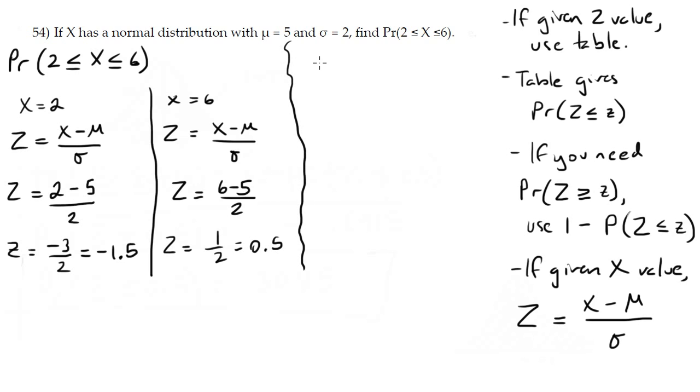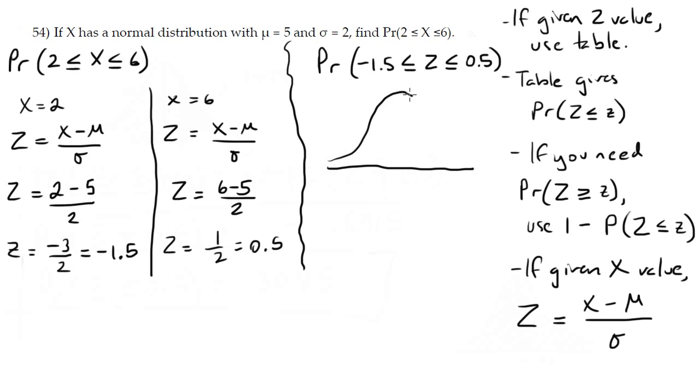So here's what we're really asked now. What's the probability that z is in between negative 1.5 and 0.5? Now that's what we're being asked for. If I draw that to demonstrate what it looks like, here are the z values, there's z equals 0, let's say this is negative 1.5 and this is 0.5. I want this area in between here. I want the probability that z is in between negative 1.5 and 0.5.